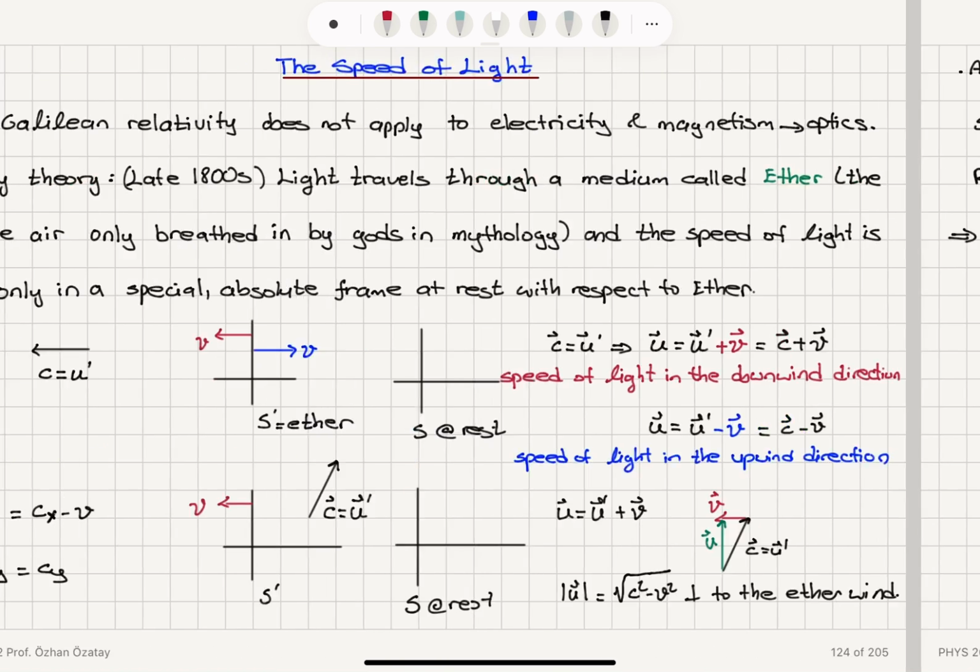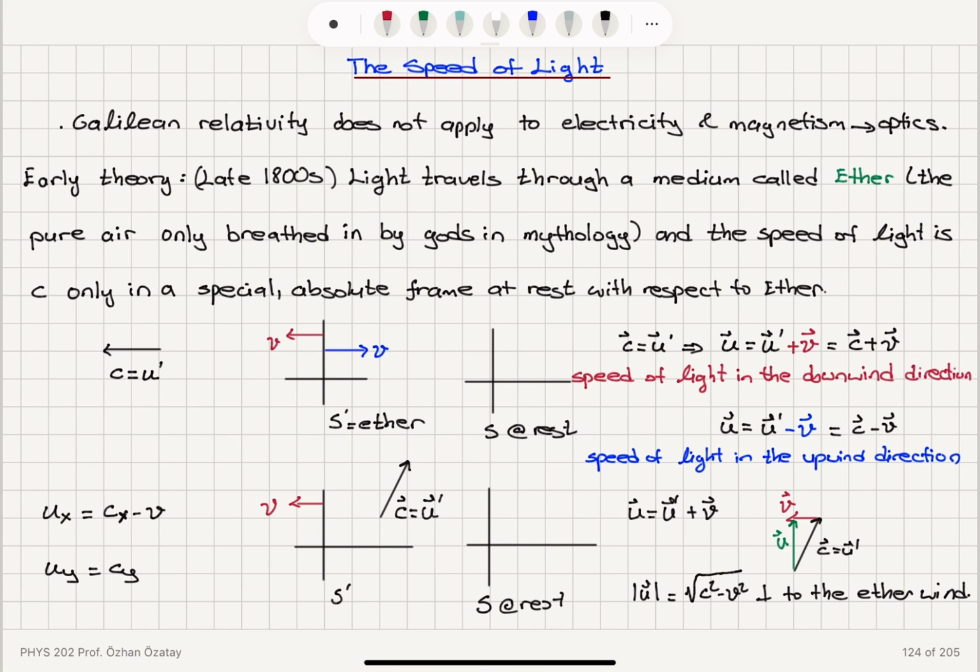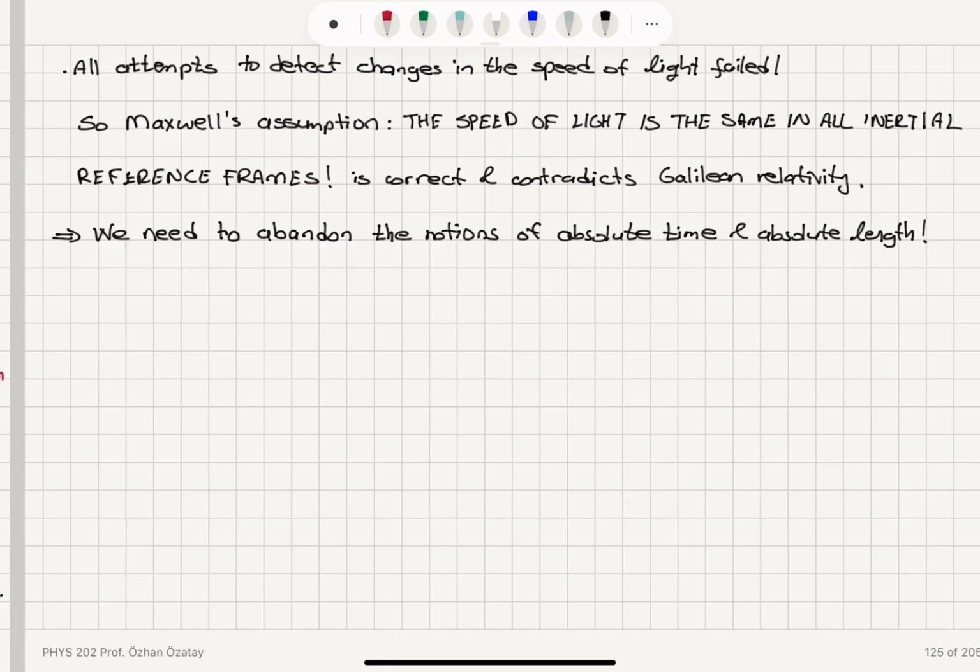Now, how about the pulse of light that goes to mirror M1? So this is basically what we have considered here. In this case, we are in the lab reference frame, seeing that the light pulse is propagating in the plus y direction, so it will have this component u. And since the ether wind is to the left, that means in the ether reference frame, we should be measuring this velocity of light, c, making an angle with respect to the x-axis.